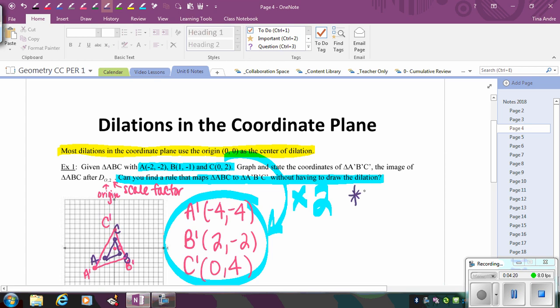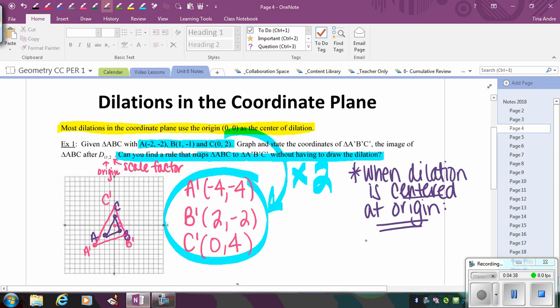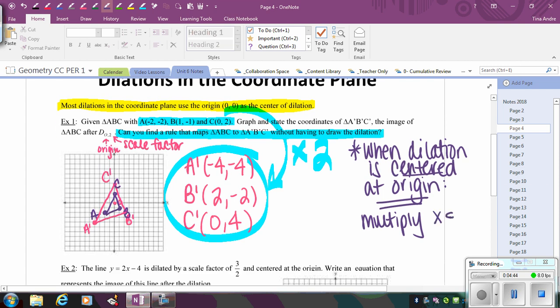When dilation is centered at the origin, multiply x and y values by scale factor.